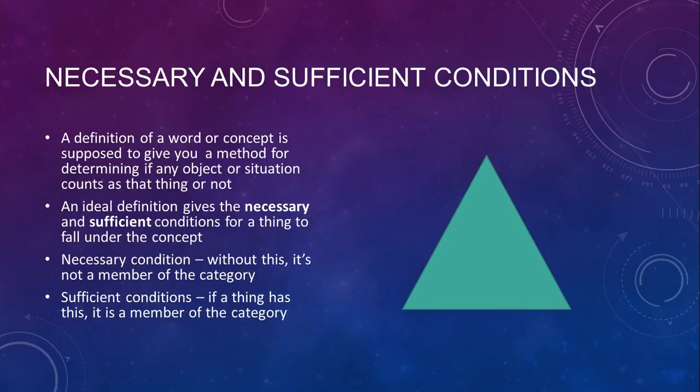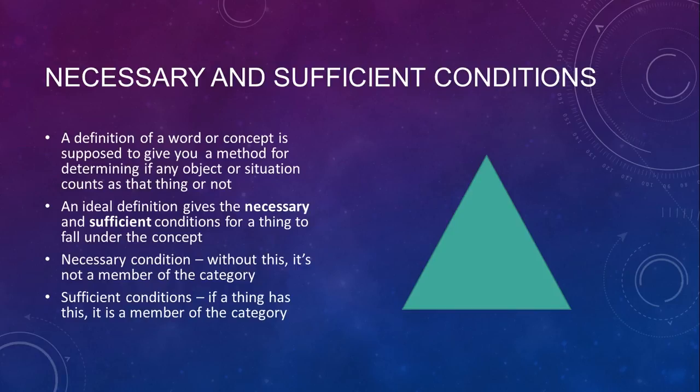So a definition of a word or concept is supposed to give you a method for determining if any given object falls under the word or concept. So if I say triangle, and I give you a definition of triangle, it should give you a method for taking any object and saying, does this fall under the category or doesn't it?